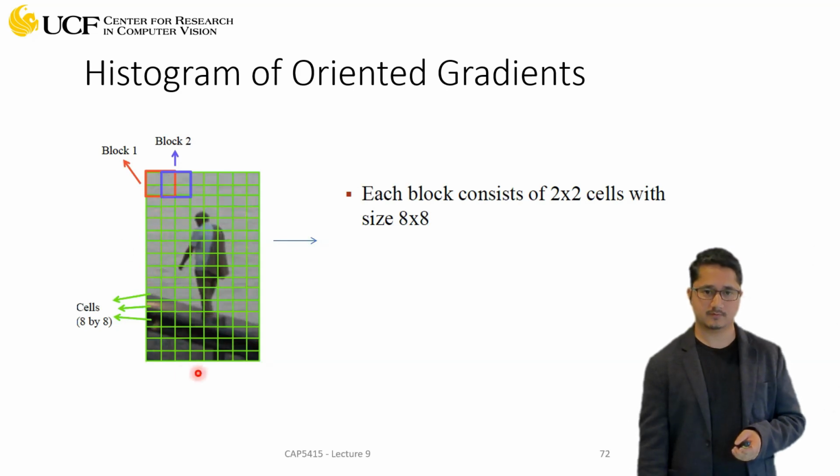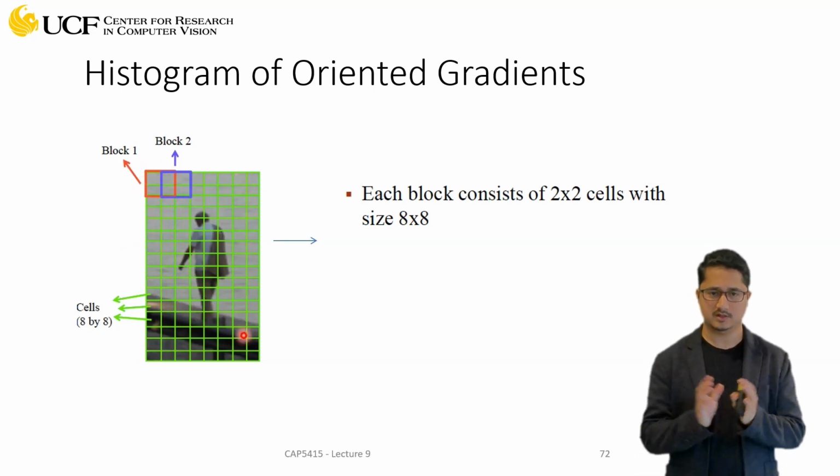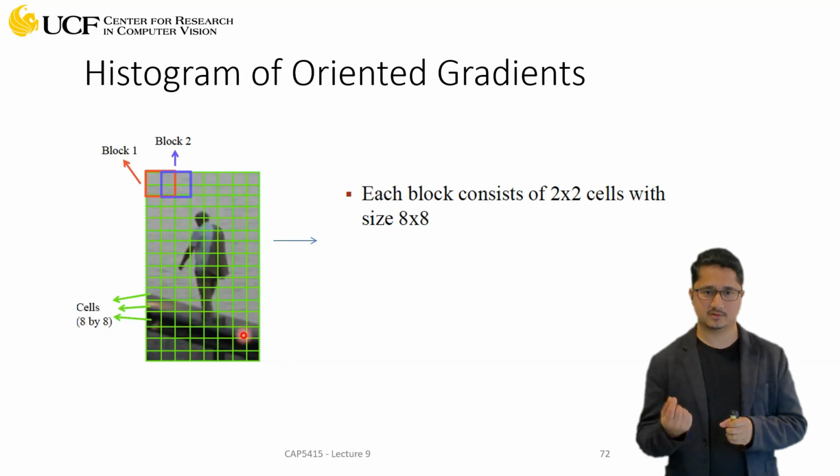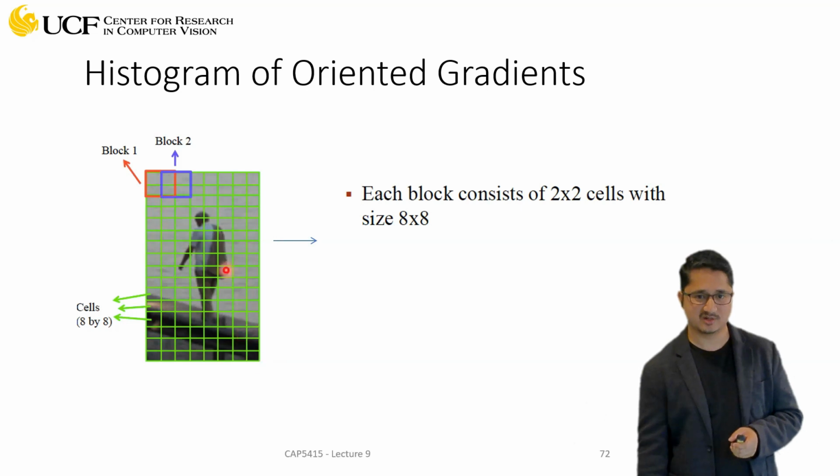So if this is your full image, and as I said, it was first used for person detection, but of course you can use it for anything else as well. In the case of person detection, you had an image like this, where you have a person. And that was the reason the full image is a rectangular shape, right? It's not a square shape, because humans don't have a square shape. So that's the only reason.